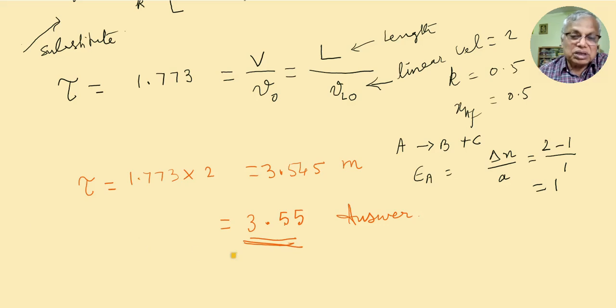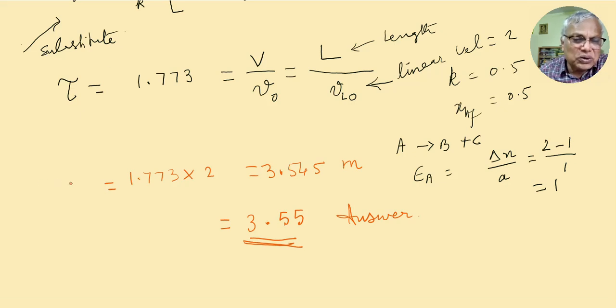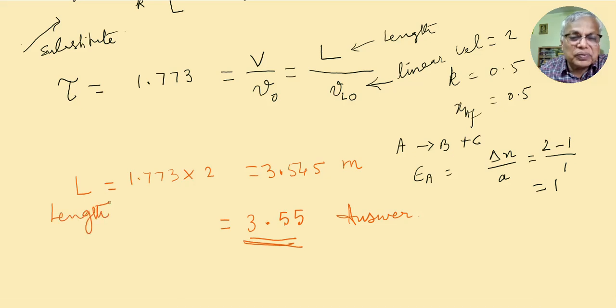Sorry, here this is not tau. When you multiply by the linear velocity, it becomes length. This is L. L stands for length of the reactor.